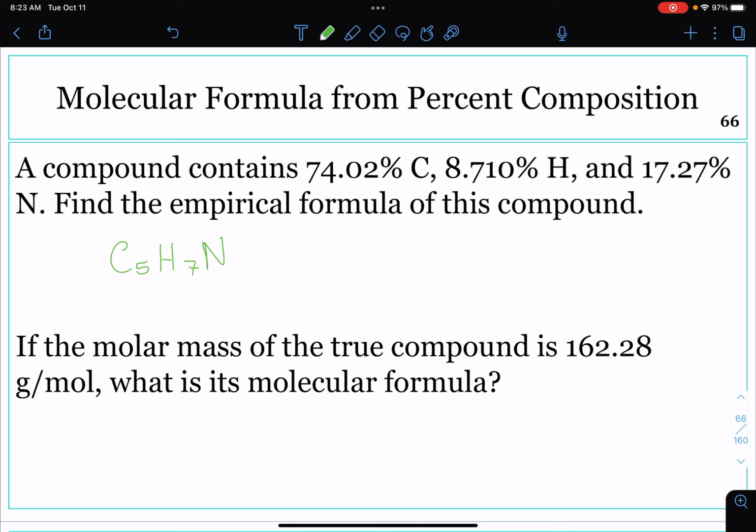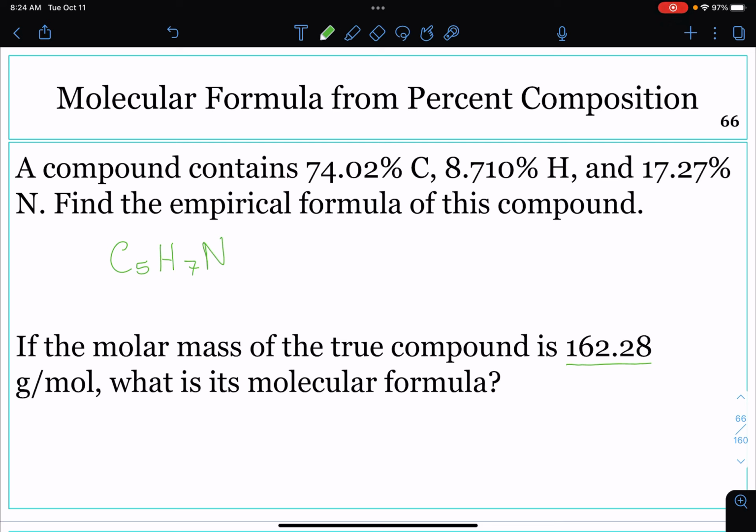Now, for the next step, in order to find the molecular or true formula, we need to be given the molar mass of the true compound, which is what this says. If the molar mass of the true compound is 162.28 grams per mole, what is the molecular formula? Since we know that empirical formula is the simplest whole number ratio of the molecular formula, the molecular or true formula could either be this exact empirical formula, or exactly double, C10H14N2, or exactly triple, C15H21N3, or exactly quadruple, and so forth.